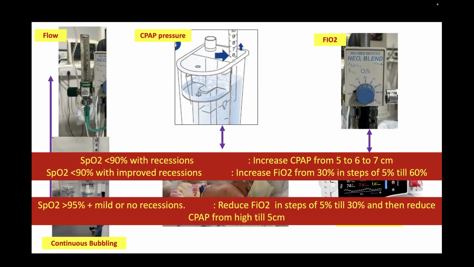Once you are on a pressure of 5 and FiO2 30%, if saturations are still good, between 91 to 95% or above 95%, and there are no retractions, you come down on the FiO2 further, from 30 to 25% or 21%. Once you are on 21 to 25%, decrease the pressure from 5 to 4. Once you are on 4 and FiO2 21 or 25%, if there are no retractions, saturations are between 91 to 95% and the baby is stable, you move the baby onto HFNC if the baby is more than 1 kg. If the baby is less than 1 kg, you can continue on CPAP till the baby is apnea free for 24 to 48 hours.